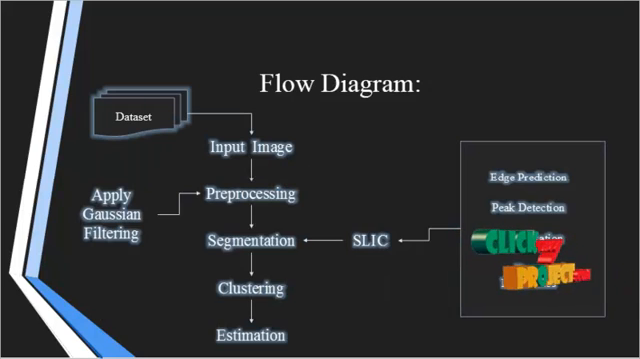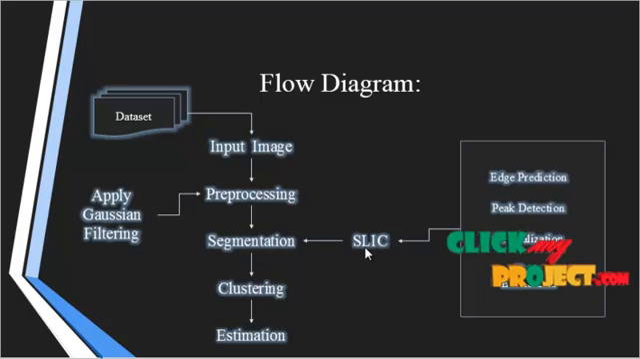Now we discuss the flow diagram for the process. At first the input image is taken from the dataset. The dataset is the folder which consists of several input images. After getting the input image from the dataset, the pre-processing is carried out. In the pre-processing step, we apply the Gaussian filtering method to eliminate the noise present in the image. After the noise elimination, the segmentation is carried out with the help of the SLIC segmentation method.